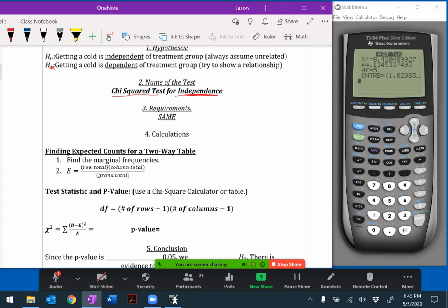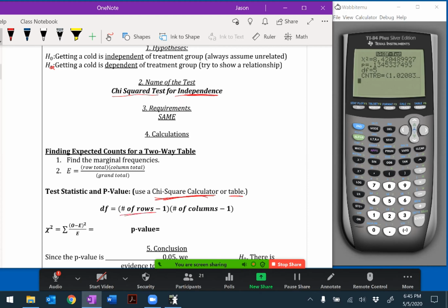Okay, so we're going to use a chi-square calculator or a table to help us get the test statistic or the p-value on this one. And what are the degrees of freedom in this case?